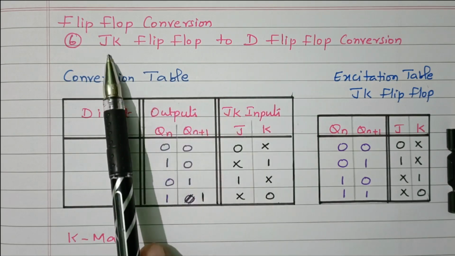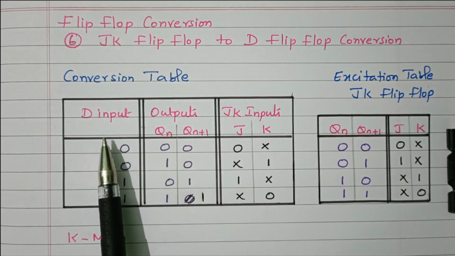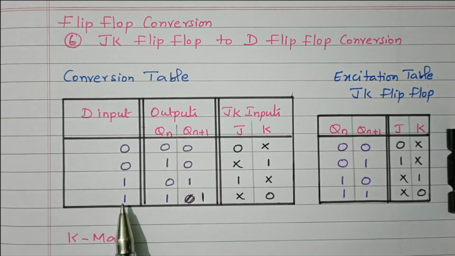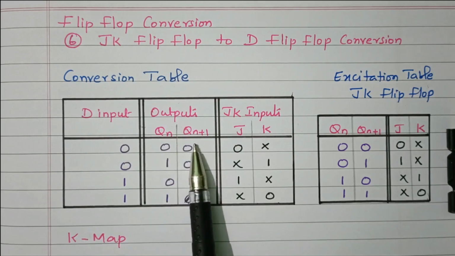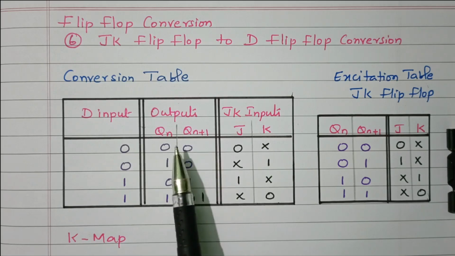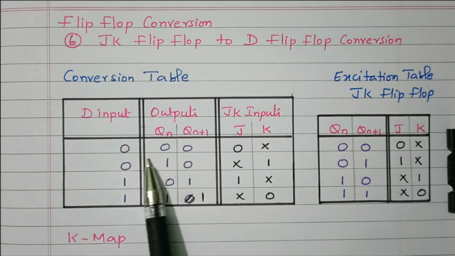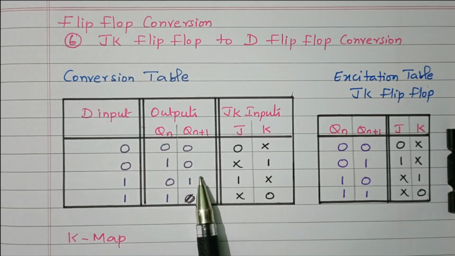Now we'll see how to convert JK flip-flop into D flip-flop. Now we'll see the conversion table. So we are going to convert into D flip-flop. First we'll see the details about the D flip-flop. So this is the D input. Qn is the present state of output. Qn plus 1 is the next state of output. So this next state output depends upon present state output as well as input. So these two will decide the Qn plus 1. So based on D input and Qn, we will get the Qn plus 1.